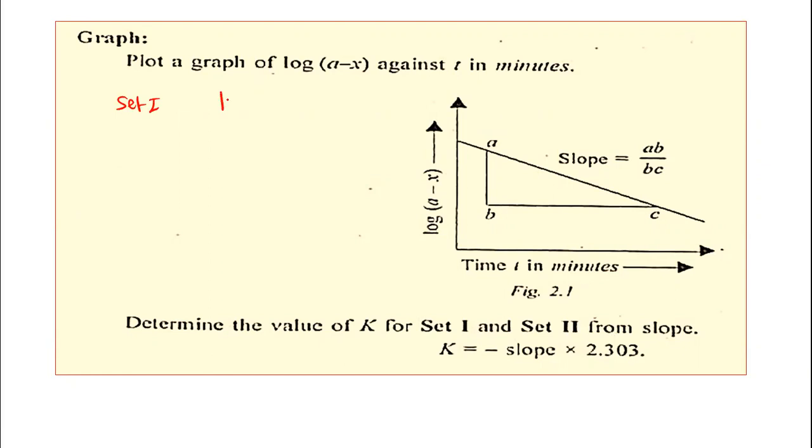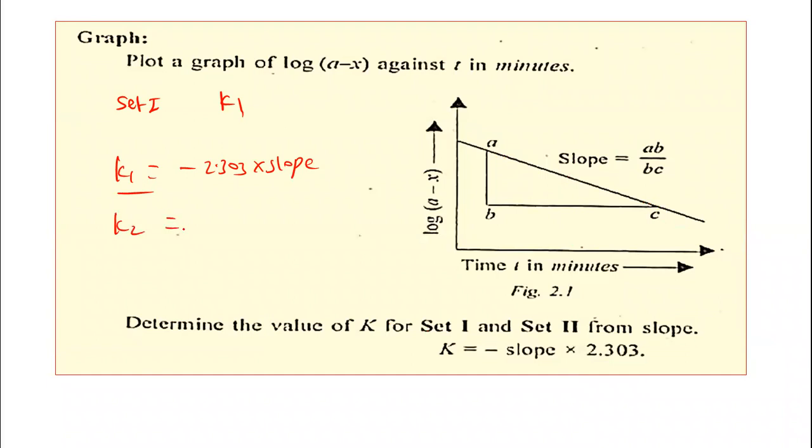For set 1, we can determine K1 by plotting the graph of log of (A minus X) versus time t. In this way we get the nature of the graph, which is descending, and we have to find the slope. The rate constant k1 for set 1 is equal to minus 2.303 into slope. So we get the k1 value.